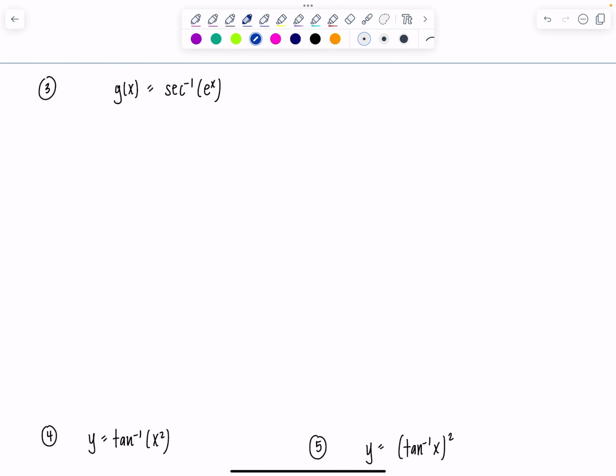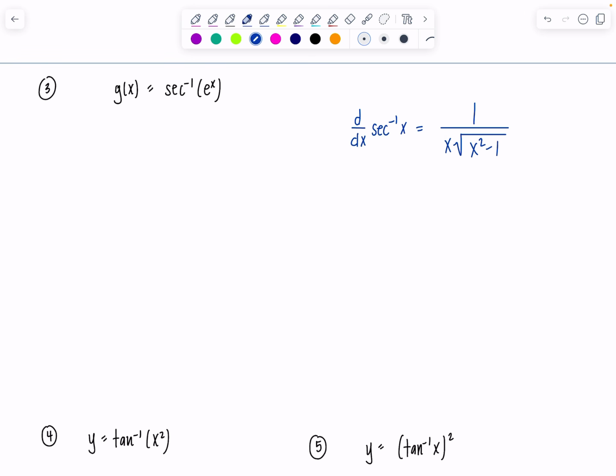G of x equals secant inverse of e to the x. Let me remind you what the formula is for the derivative of secant inverse of x. And I'm going to tell you right now, these inverse trig functions really are going to be important, especially when you get to calculus 2, okay? 1 over x times square root of x squared minus 1.